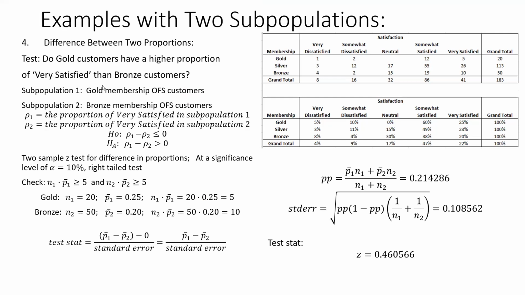So the last one was a difference between two proportions, and we were talking about the gold customers versus the bronze customers. And the question is the proportion that's very satisfied grade. So we said, okay, it's a two sample Z test for a difference in proportions. So all this comes from previous slides. Now we've got to check, is N1 times P1 bar greater than or equal to 5, and is N2 times P2 bar greater than or equal to 5?